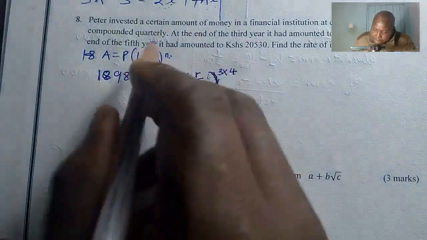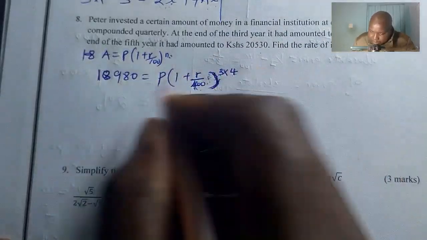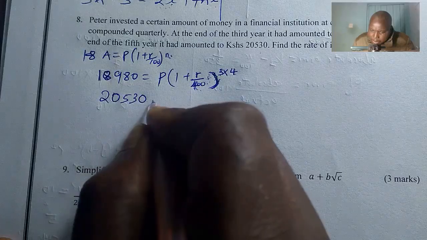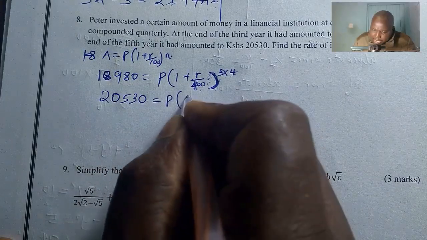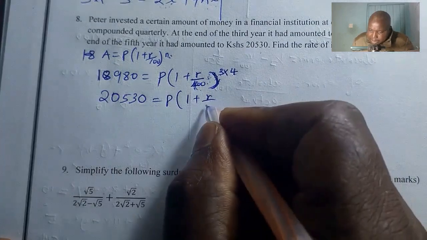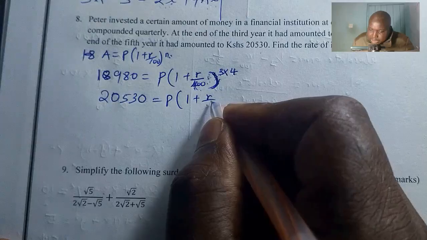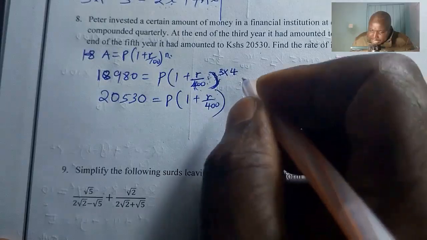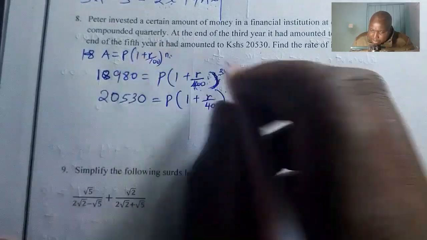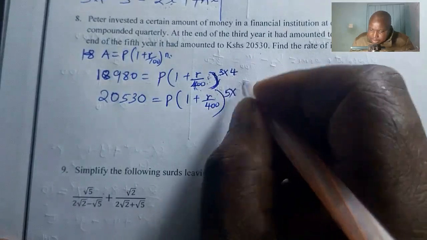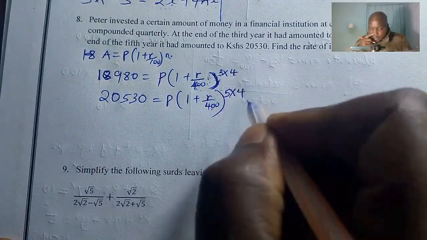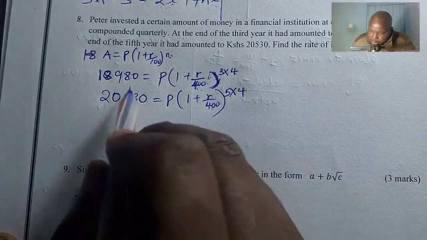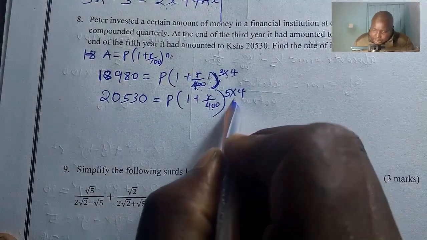The second amount is 20,530, which is equal to principal times 1 plus r over 100, but it is compounded quarterly, so a quarter of 4 times 100 is going to be 400. Then our n at the end of the fifth year is 5 times 4. So now we will have this expression. This one is going to be 12, and this one is going to be 20.